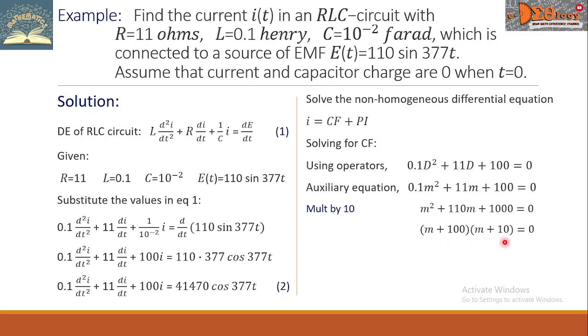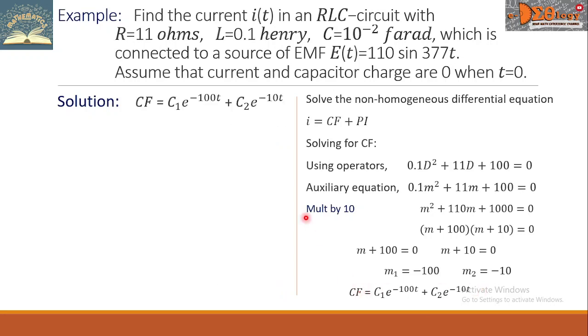Let us equate both factors to 0. So we have m plus 100 equals 0 and m plus 10 equals 0. So we have this m sub 1 equals negative 100 and m sub 2 equals negative 10. The CF now is like this: C sub 1 times e raised to negative 100t plus C sub 2 times e raised to the negative 10t.